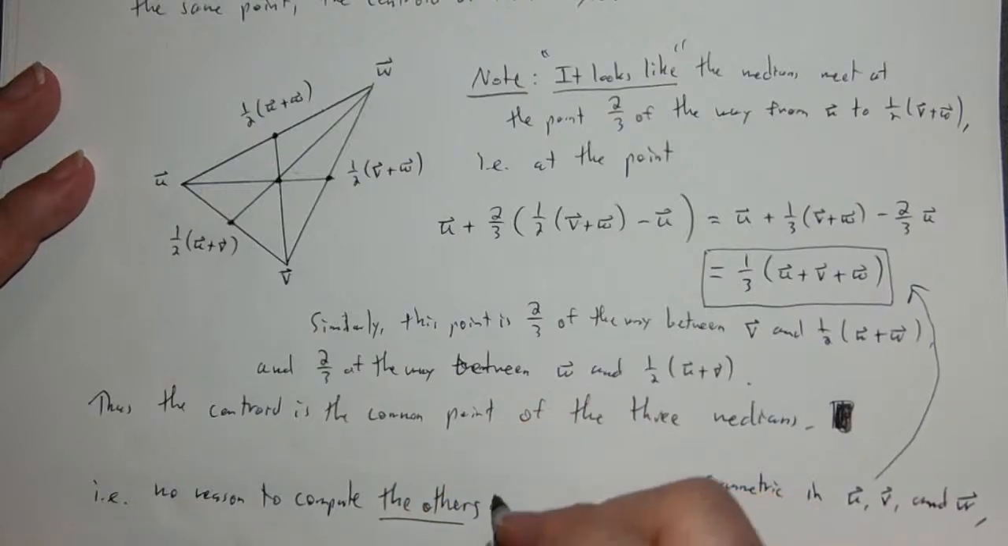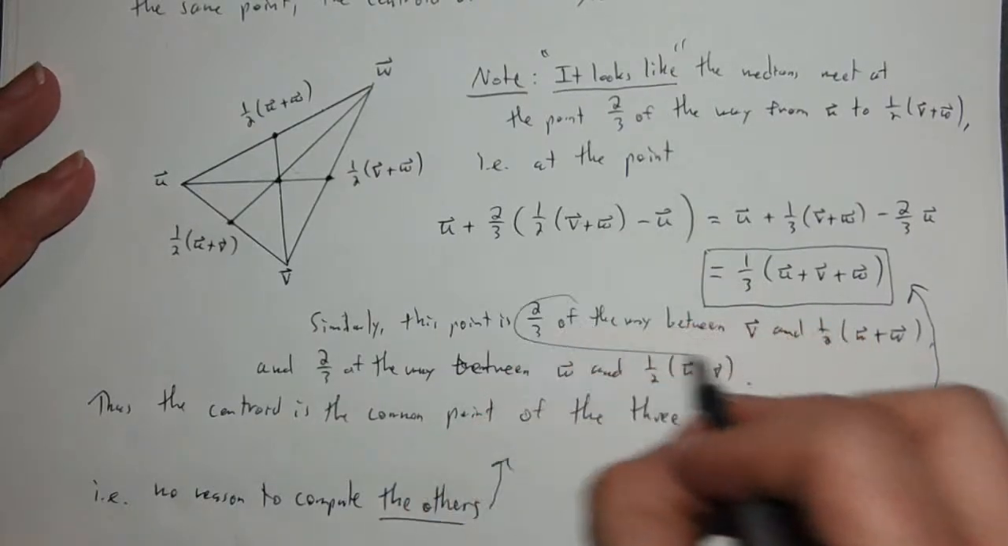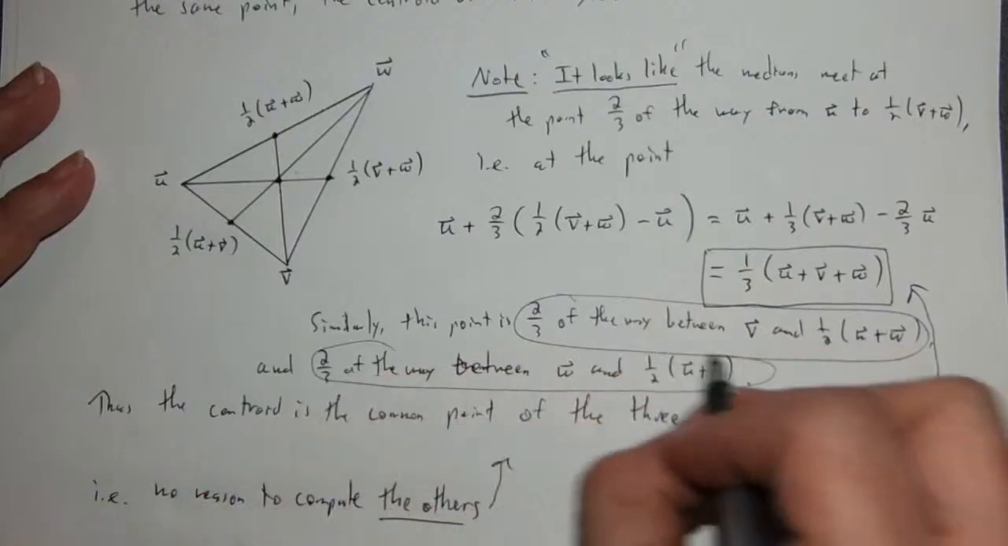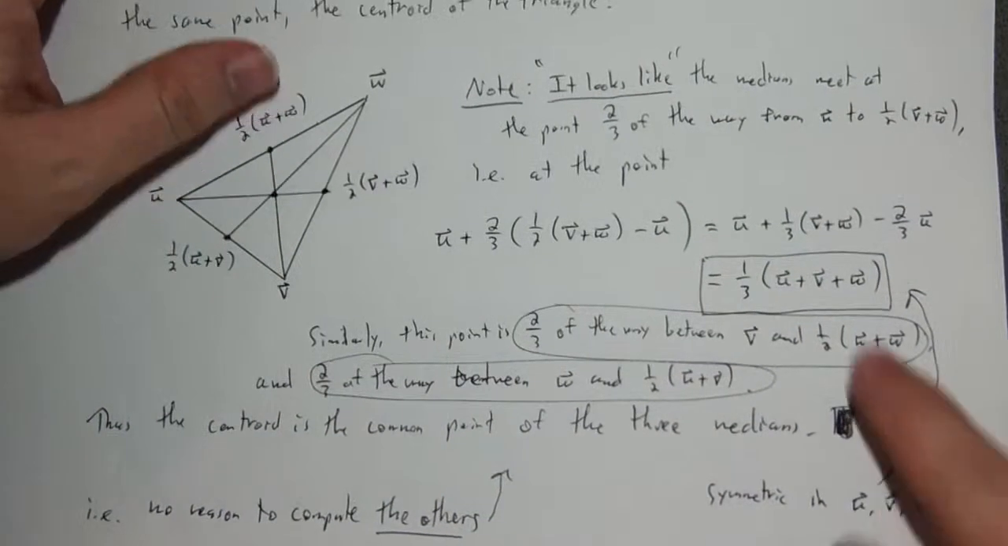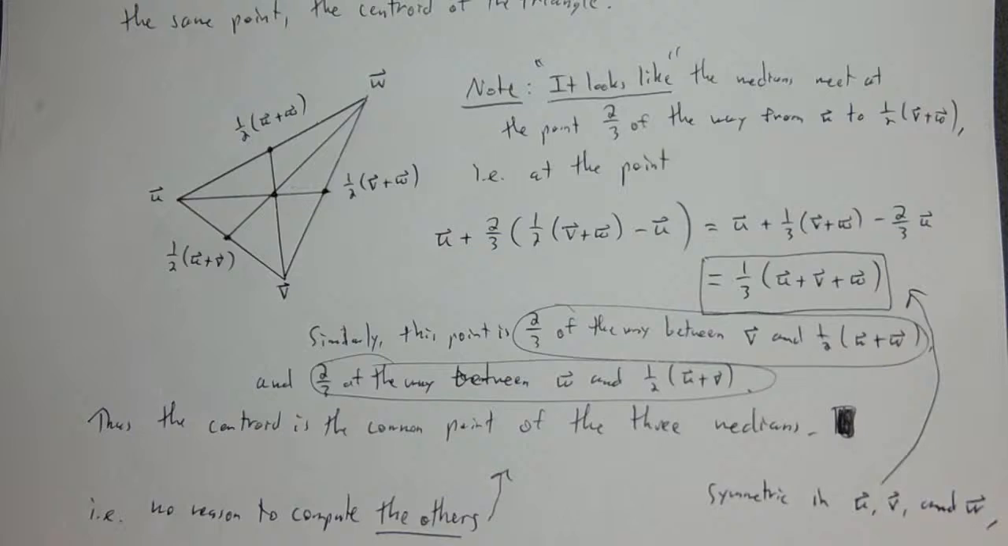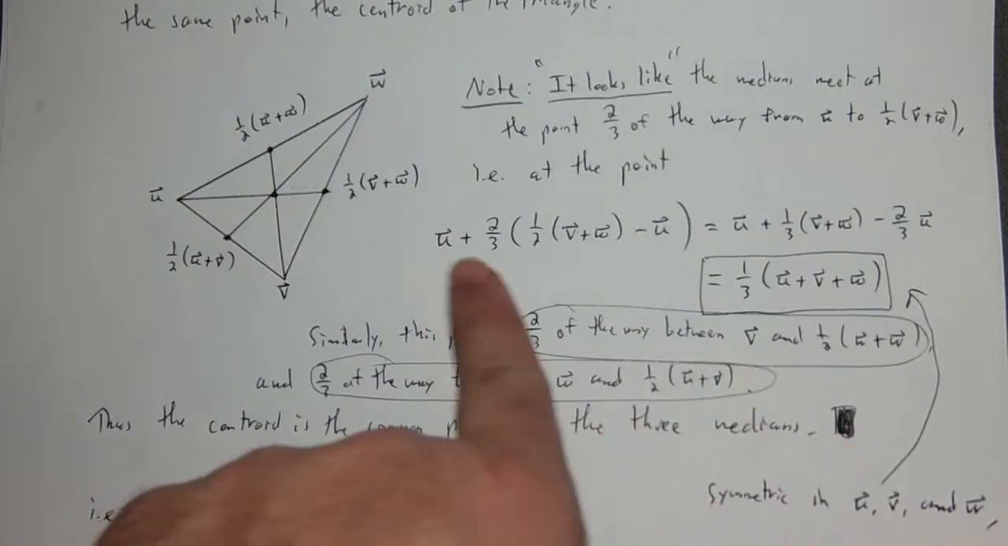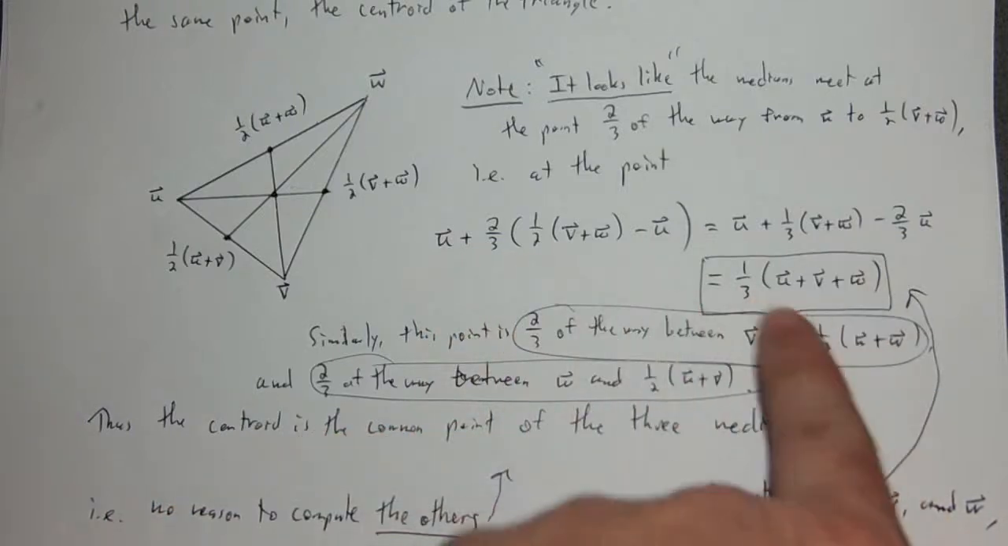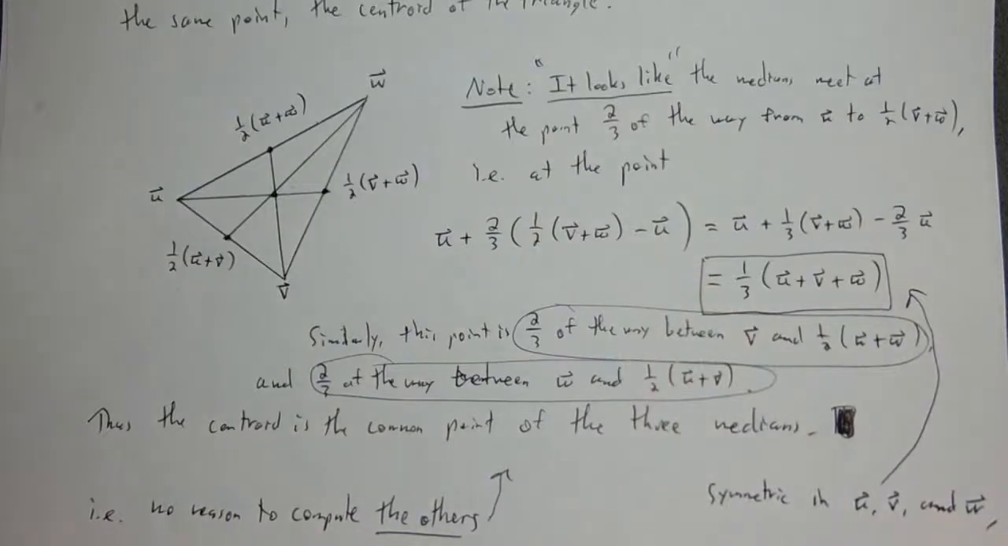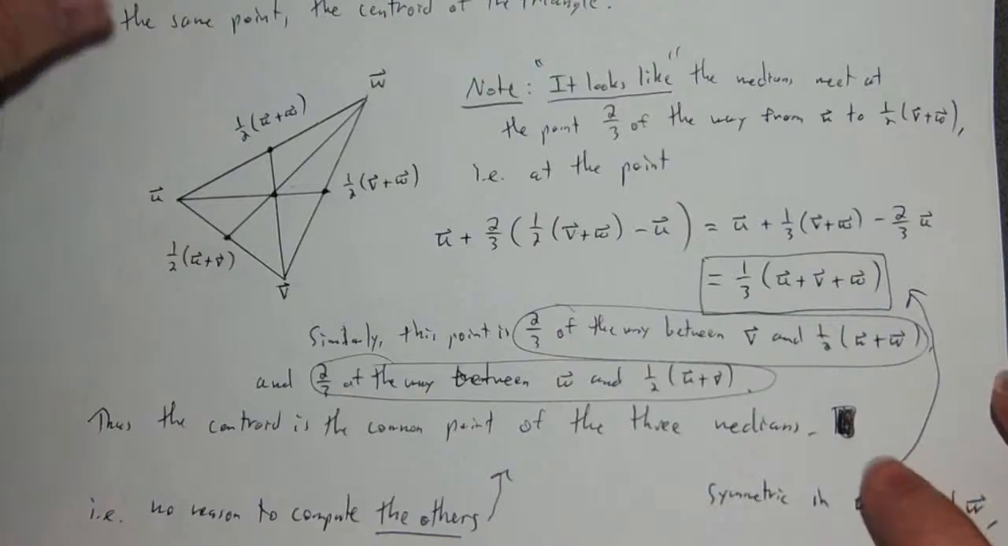When I say the others, I mean these other two things I'm circling. You don't have to compute these at all, because you can see that it's symmetric from the fact that you have said this expression is equal to an expression that is symmetric entirely in u, v, and w. And so they lead to the same results. There's no reason to actually do the other two calculations for that reason. So that's a neat fact.